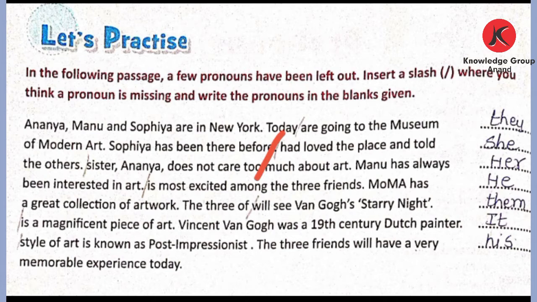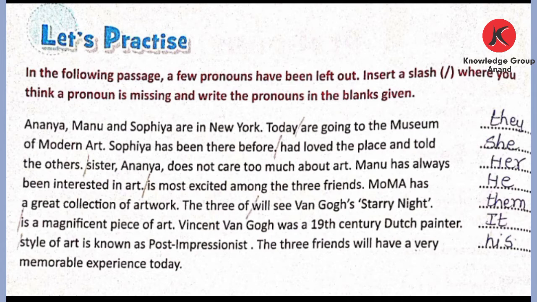She had loved the place and told the others. Okay, she had told the others. After "others" there is a slash. Her sister Ananya does not care too much about art. Manu has always been interested in art.